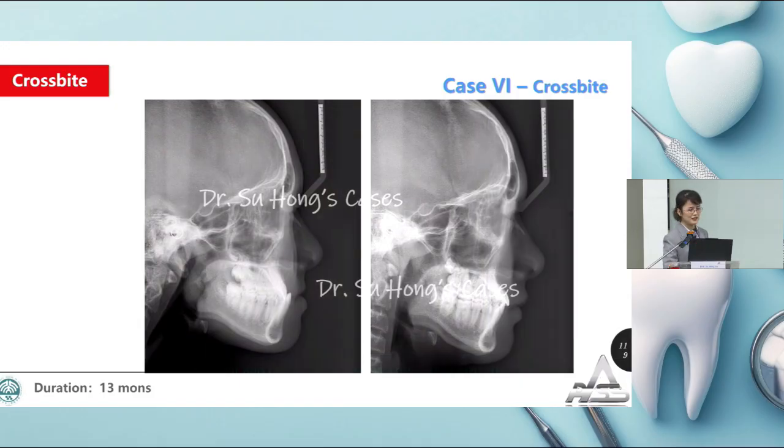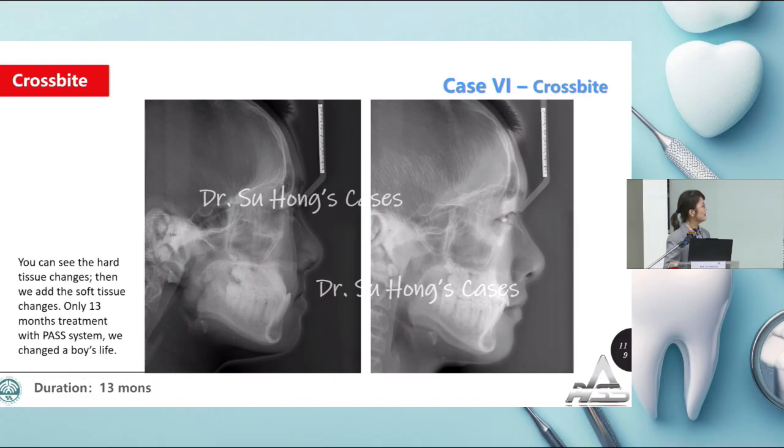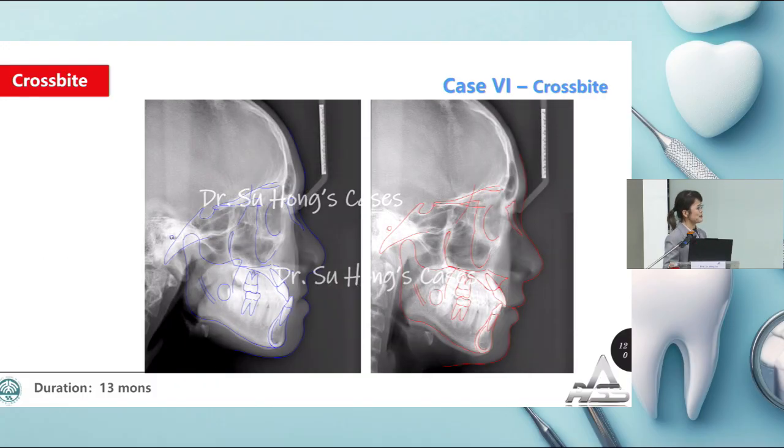Okay. There's the changes before and after treatment in the cephalometric films, and we can see the soft and hard tissues superimposition. Then we add the soft tissue changes. Only 3 months treatment with PASS, I think we changed the boy's life.